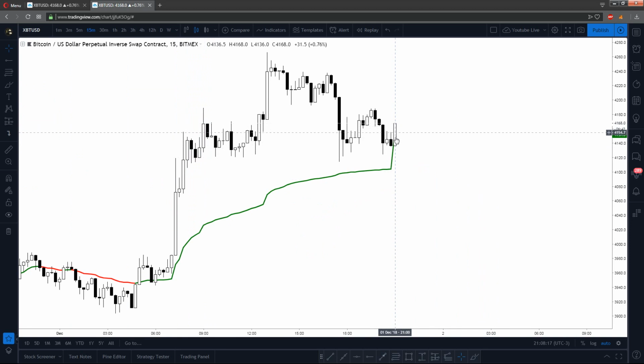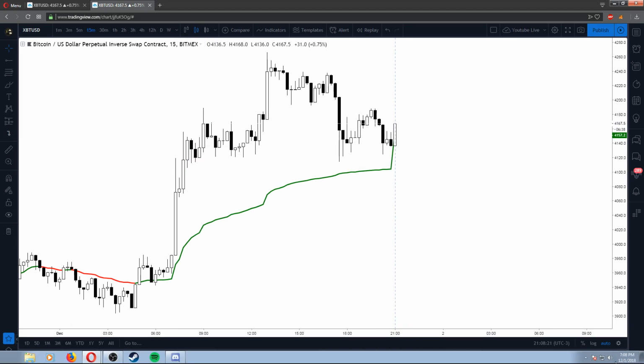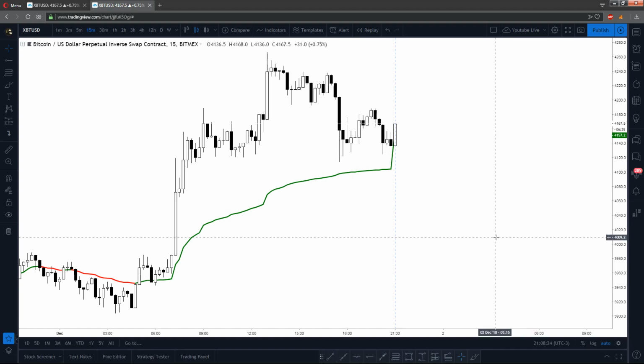We're actually seeing a bounce off VWAP here on the close of day. Close of day was on about 10 minutes ago.